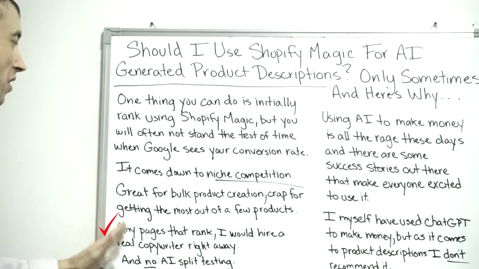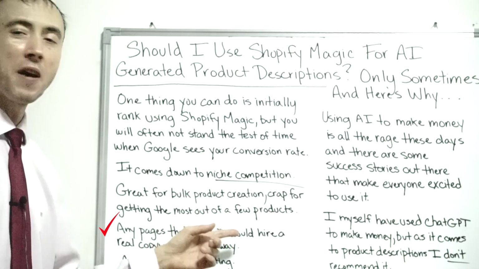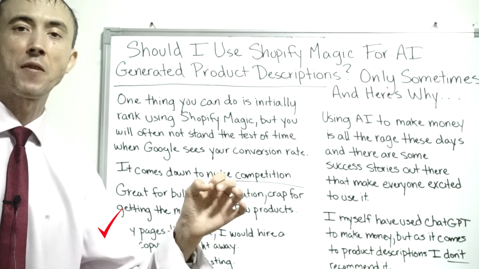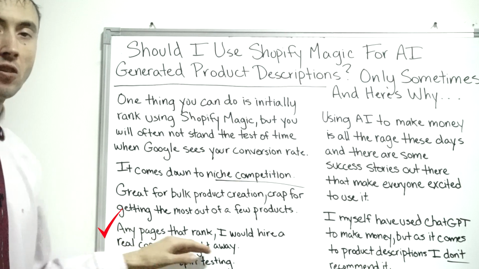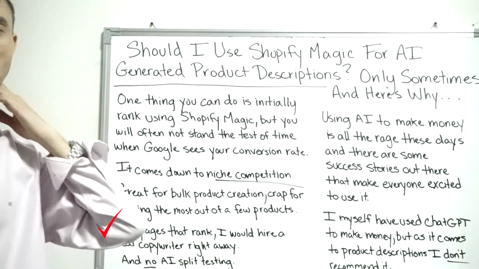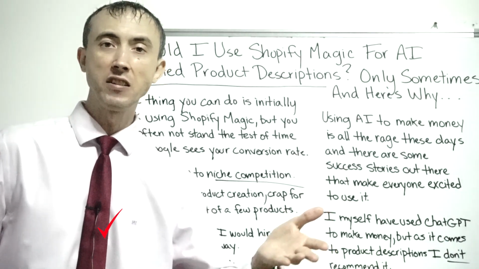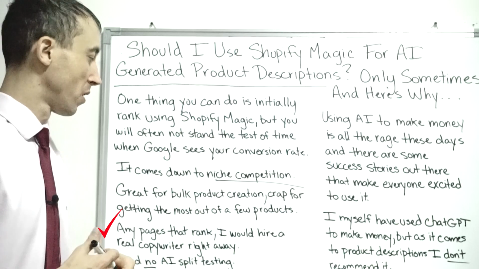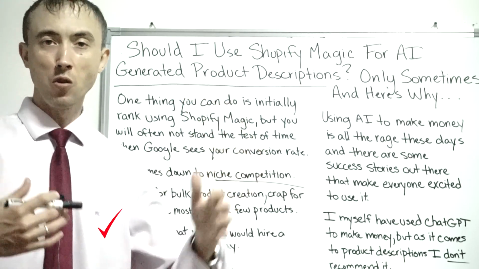That said, as soon as a page ranks, I would reinvest, at least out of the pages that get the most traffic out of what ranks. I would right away hire a real copywriter to write the description. A, because it's going to convert into business at a higher rate than you would have otherwise. But B, more importantly, going back to what I said before, Google doesn't have to keep ranking you where you're at.